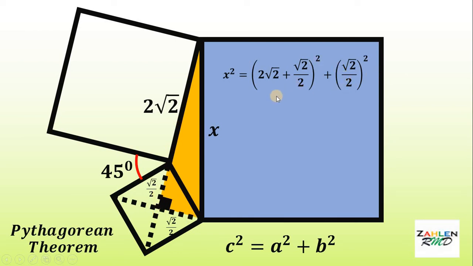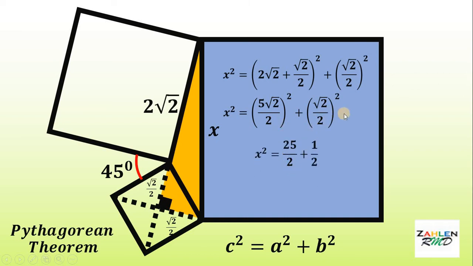Now what we're going to do is simplify first, and we have 2 square root of 2 plus square root of 2 over 2 will give us 5 square root of 2 all over 2, and just bring down square root of 2 over 2 squared. Now simplify, (5 square root of 2 over 2) squared will give us 50 over 4, or simply 25 over 2. And (square root of 2 over 2) squared will give us 2 over 4, or simply 1/2. Now simplify, 25 over 2 plus 1/2 will give us 26 over 2, or simply 13. Therefore, x squared equals 13, and we know that the area of this square is simply x squared. It follows that the area of this square is simply 13 square units. And again, we're done.